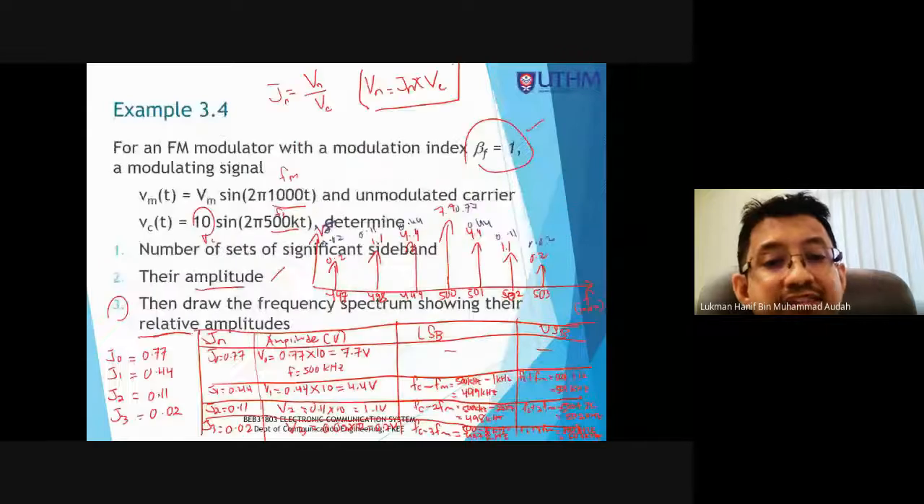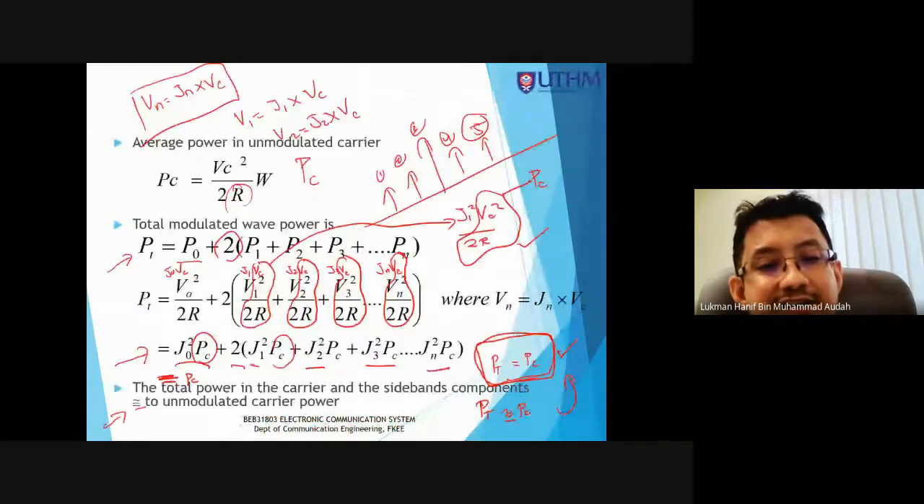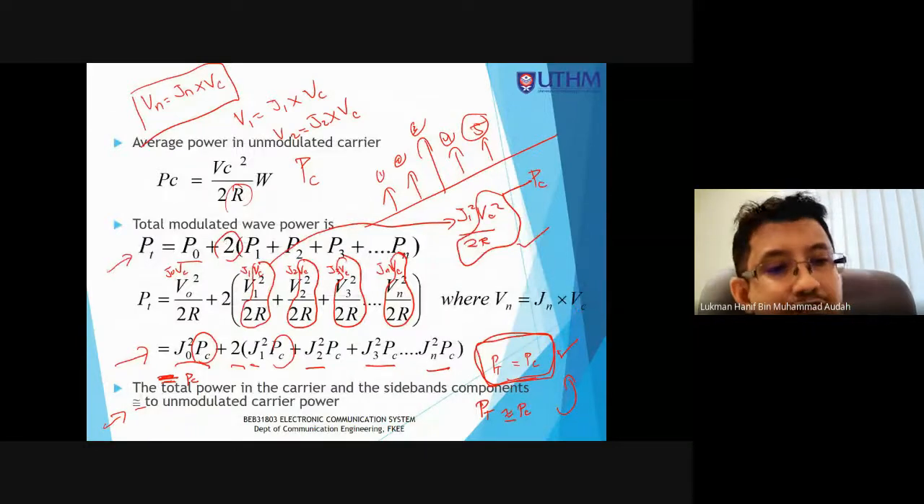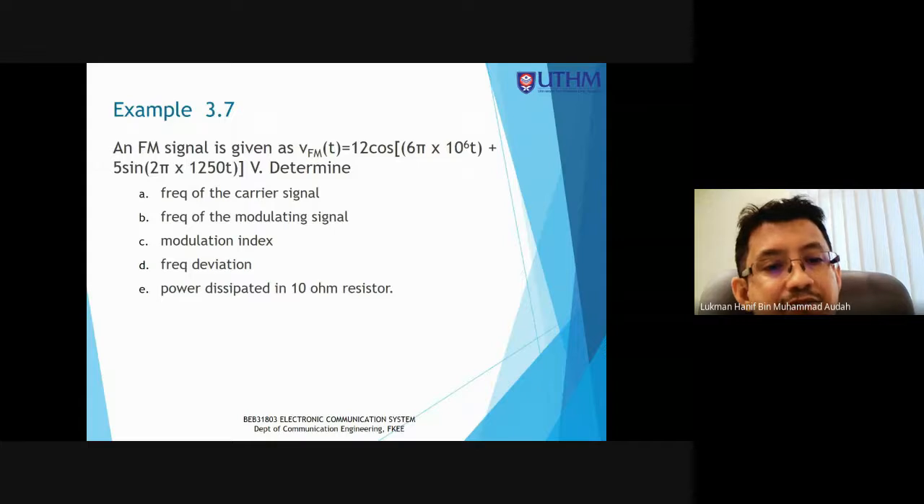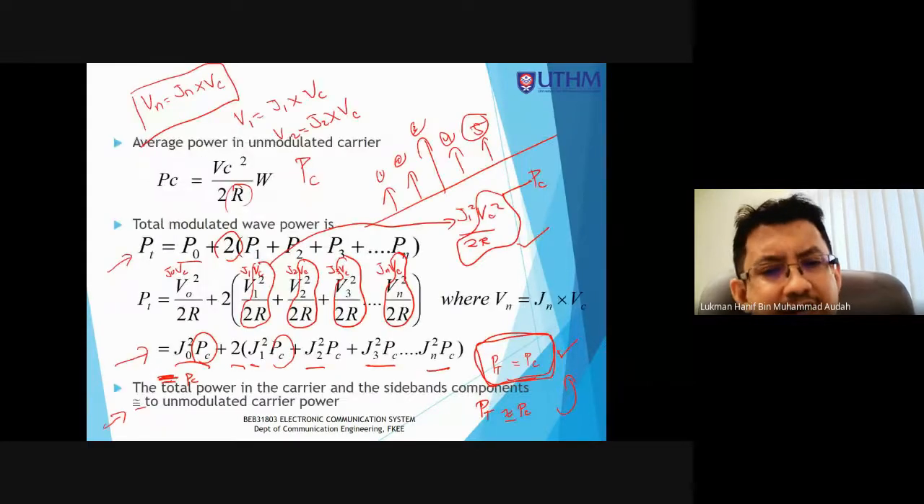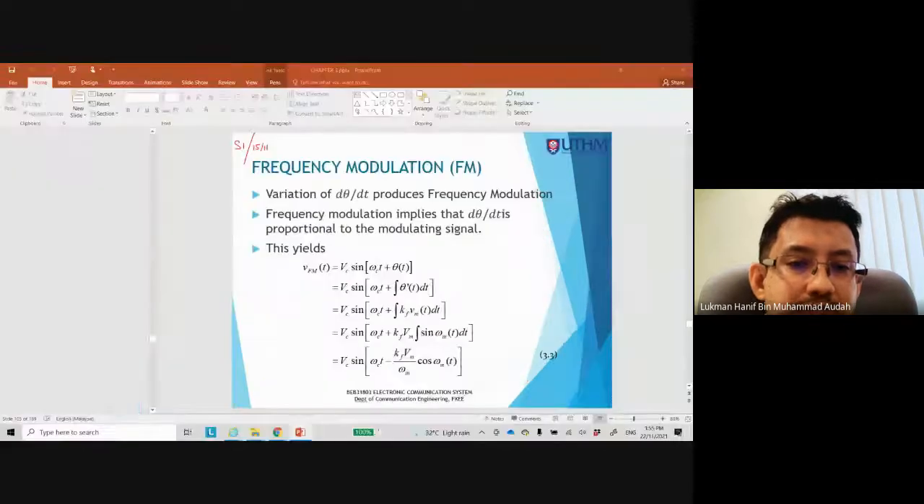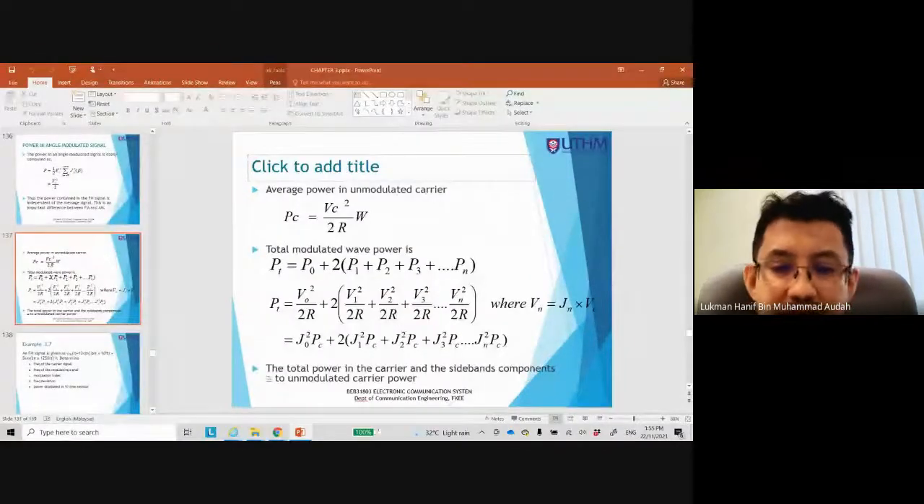Nanti ada example yang menunjukkan perbezaan ini. So inilah dia. So that's all for today. Later next week we're gonna see the example for power and so on. Mungkin next week saya dah boleh habiskan kot topik FM. So that's all for today. Itu saja pada hari ini.